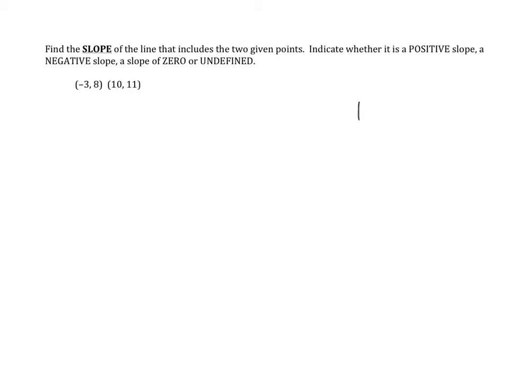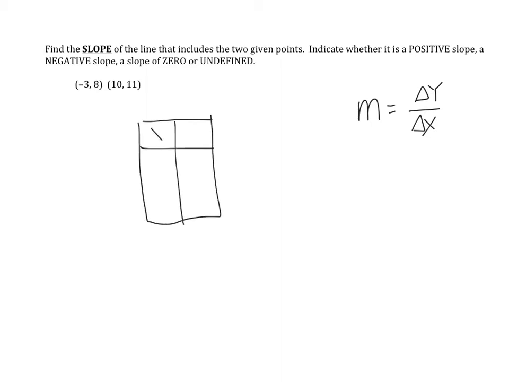The formula for slope says that it is the change in y over the change in x. In order to find the change from one y number to another, and then from one x number to another, we've been using a little mini table. We have our x coordinates on the left and our y on the right, and what we've done is we've placed each of the numbers, x coordinate -3, y coordinate 8, x coordinate 10, y coordinate 11, placing them into our table.